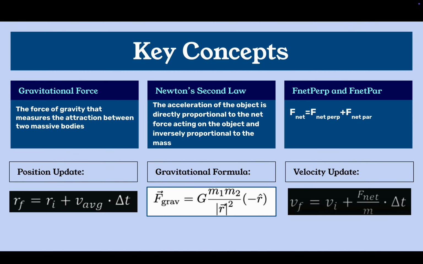Some important concepts we used include gravitational force, which is the force of gravity that measures the attraction between two massive bodies. You can see the gravitational force formula on the bottom. We also use Newton's second law, which is when the acceleration of the object is directly proportional to the net force acting on the object and inversely proportional to the mass. And the F-net perp and F-net parallel equation, which is F-net equals F-net perp plus F-net parallel. We also use the position and velocity update formulas as well.